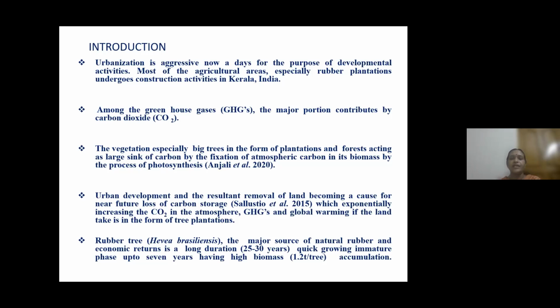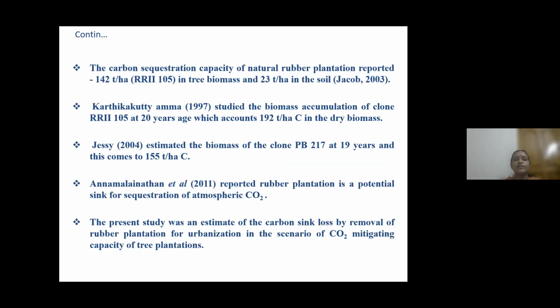Urban development and the resultant removal of land is becoming a cause for near-future loss of carbon storage, which exponentially increases the CO2 in the atmosphere, that is GHGs, and global warming, if it is taken in the form of tree plantation. The rubber tree, the major source of natural rubber, has economic returns and is a long-duration crop, with about 25 to 30 years residency period for the tree. It has a quick-growing immature phase of up to 7 years, and high biomass, 1.2 ton per hectare accumulation during a lifespan of 25 to 30 years.